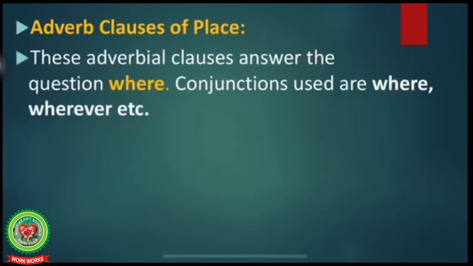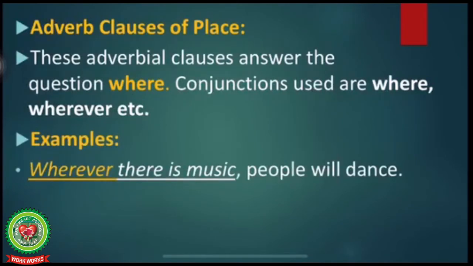Now students, adverb clauses of place. These adverbial clauses answer the question where. The conjunctions used here are where, wherever, etc. So let's see this example. Wherever there is music, people will dance. Again, the subordinating conjunction is wherever, and the part that follows, wherever there is music, is the subordinate clause. People will dance is the principal clause.